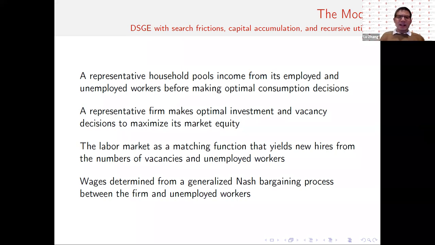And this is our attempt. So we're gonna have a DSGE model. So we're gonna have recursive utility. We have to separate the risk aversion from EIS, which is a well-known requirement in the asset pricing literature. Otherwise, your risk-free rate is excessively high and excessively volatile, right?